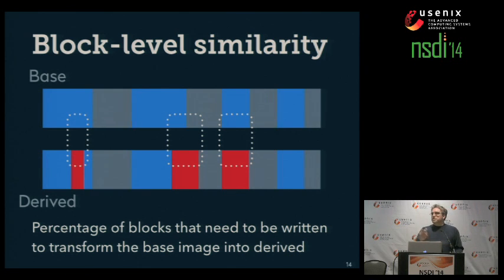And the reason that we use this metric in particular is that previous work has shown that you can tune a disk imaging system such that the bottleneck is the write speed on the target disk. So if we're looking at how quickly we can transform a base image into a derived image, the number of writes that we need to do is a pretty good proxy for that difference.